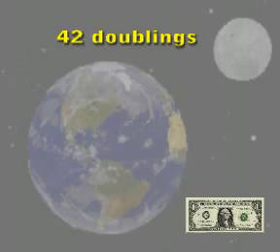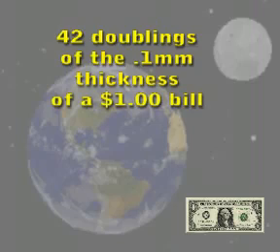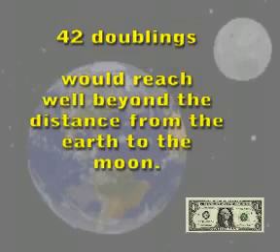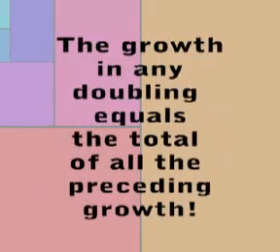42 doublings of the 1/10 of a millimeter thickness of a $1 bill would reach well beyond the average distance from the Earth to the Moon. That seems like not very many. After spooling up, doublings rapidly generate enormous numbers. The growth in any doubling equals the total of all the preceding growth.